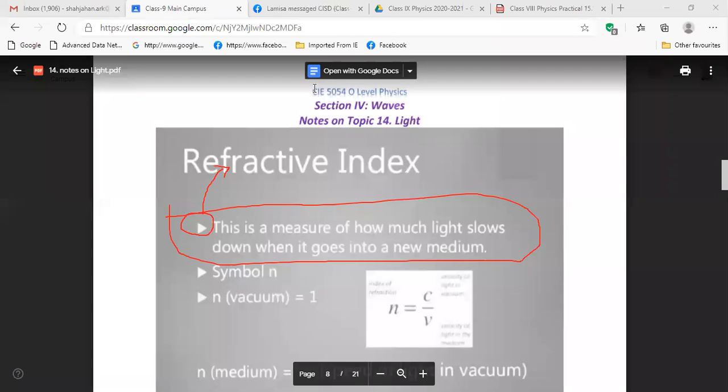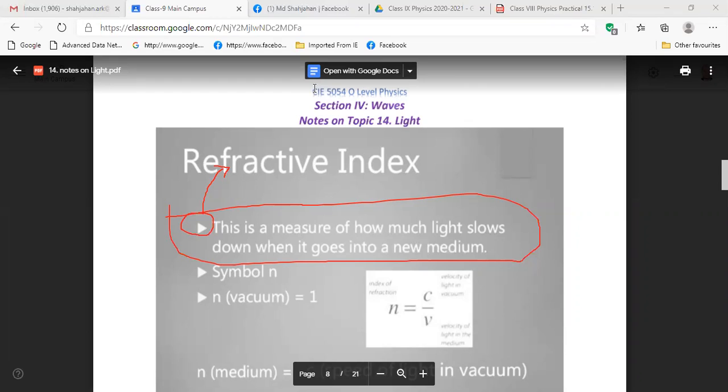Is it clear now? So, sir, what happens? Like we are not finding the ratio, we are finding the value of both things. Yes, when we are calculating, we are considering only the speed of light in the vacuum.